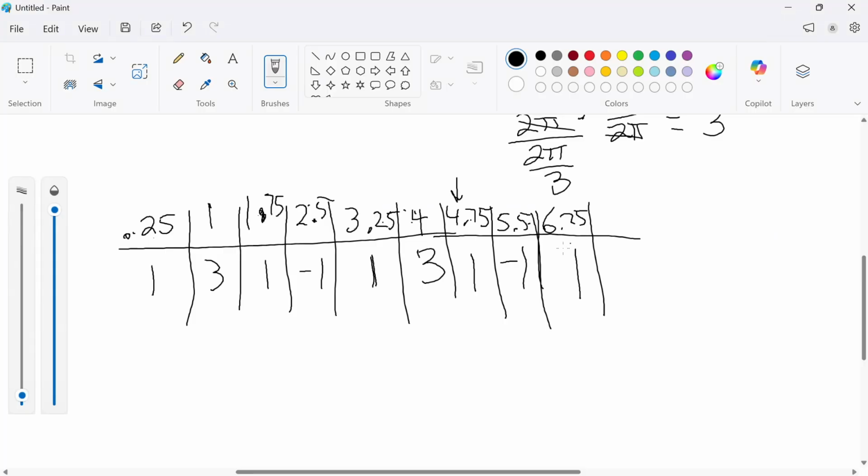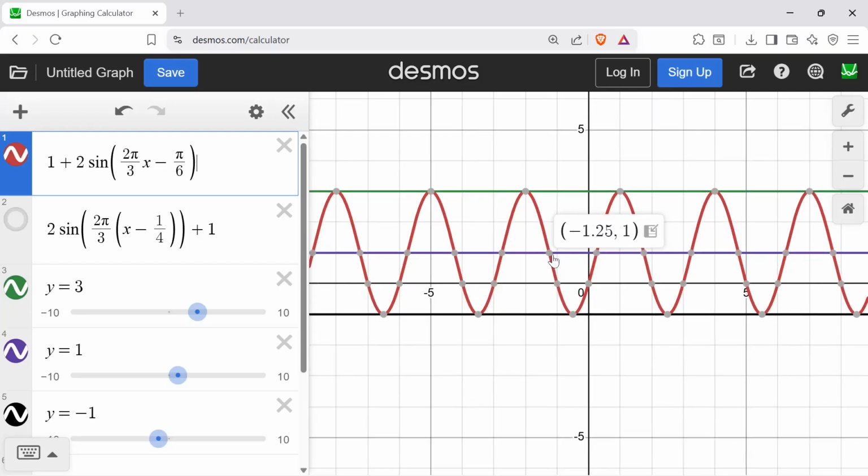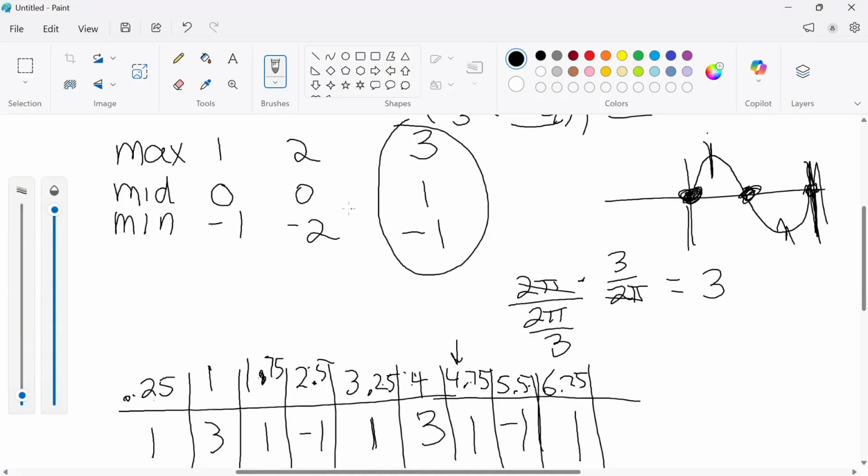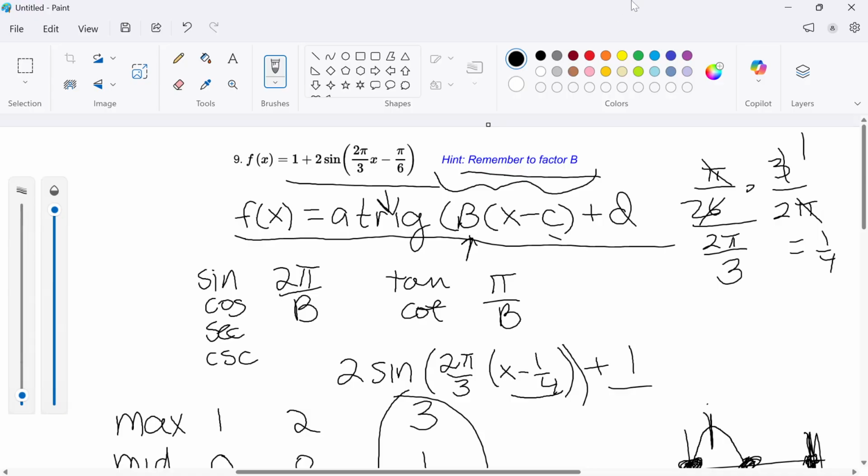Now I don't have to on this one because it doesn't actually go past the y-axis, but I could calculate the y-intercept, when x is 0, and it would be 0. I would just plug in 0 for x. 1 plus 2 sine of 2 pi over 3 times 0 minus pi over 6. The sine of negative pi over 6 is -1/2. 2 times -1/2 is -1. 1 plus -1 is 0.